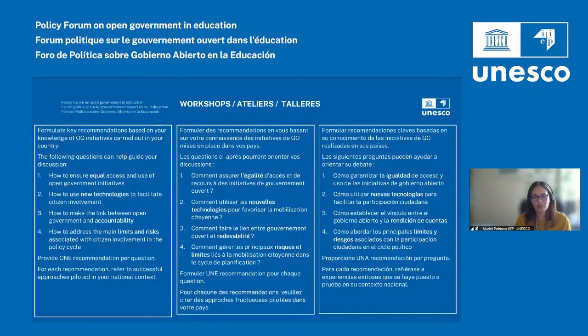That you formulate also a recommendation on the very important topic that we discussed, especially yesterday during day two of this forum, about how to make the link between open government and accountability. And finally, that you also formulate your recommendations regarding the last topic that we discussed this afternoon on how to address the main limits and risks associated with citizen involvement in the planning and policy cycle.